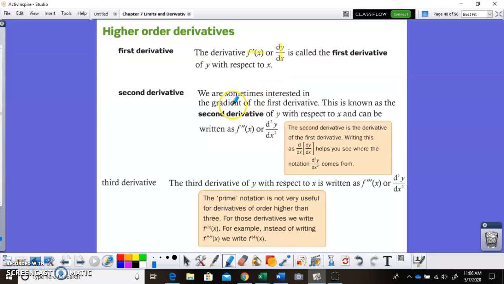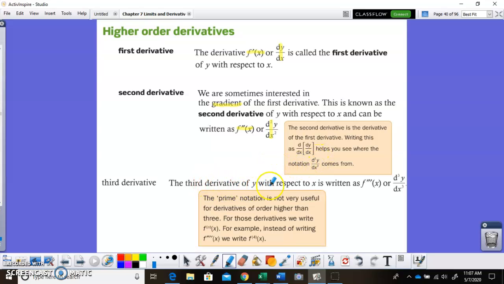Your second derivative, however, sometimes we're interested in finding the slope or gradient of the first derivative, and that's known as your second derivative. Now we write that with two little prime symbols, or we can write it as d squared y of dx squared. The reason the squared shows up where it does is explained over here. The second derivative is actually taking the derivative of the derivative, and if we multiply across the top and multiply across the bottom like you're supposed to do with fractions, you can see where that squared comes from.